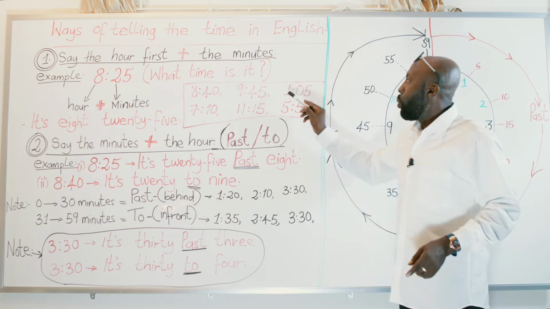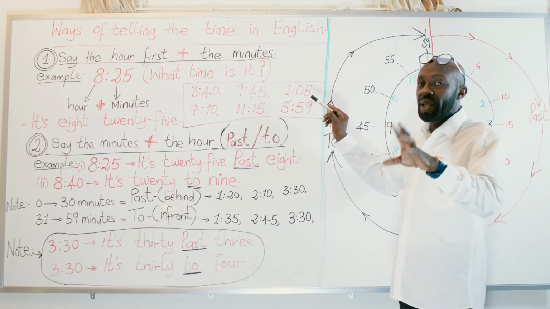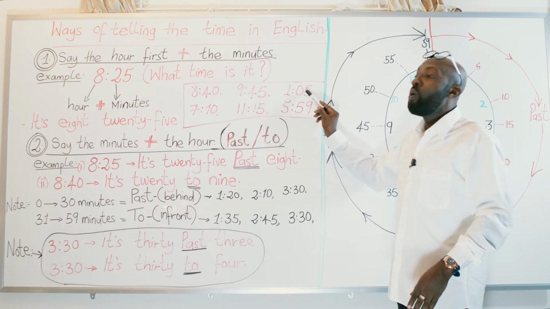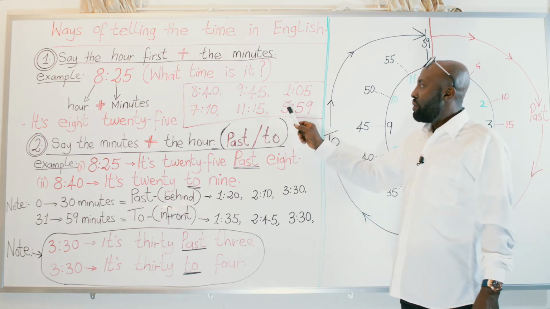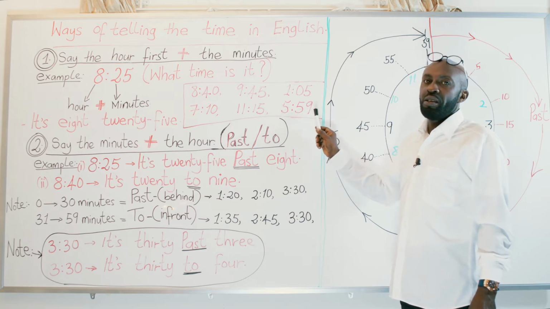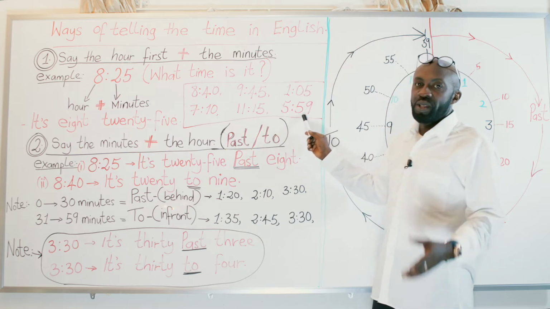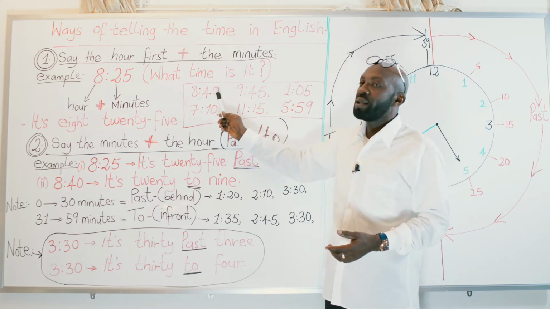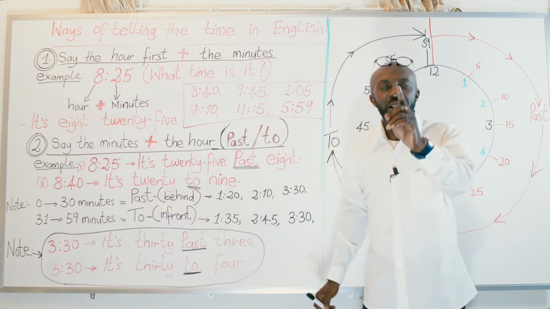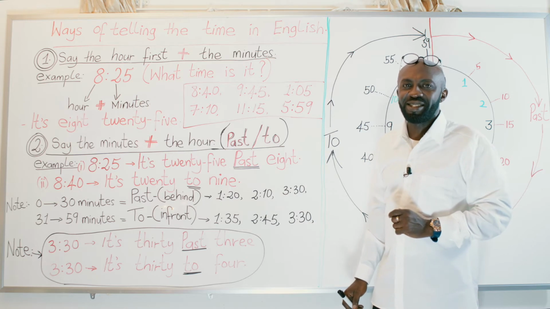Once you're telling the time in English, you say 1:05. And what time is it here? It's 5:59. So all this time we have been telling you is saying the hour first and the minute. That is one way of telling the time in English.